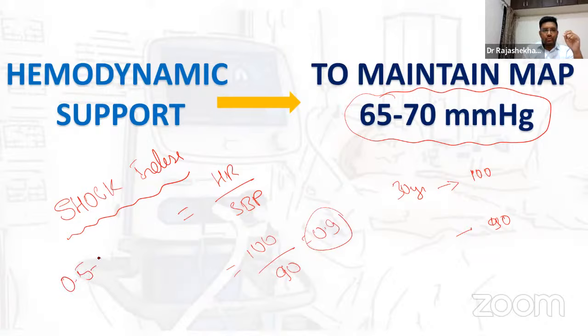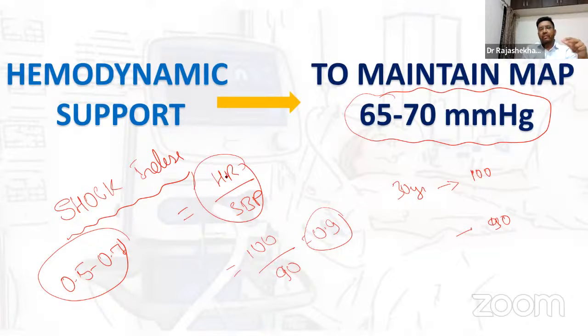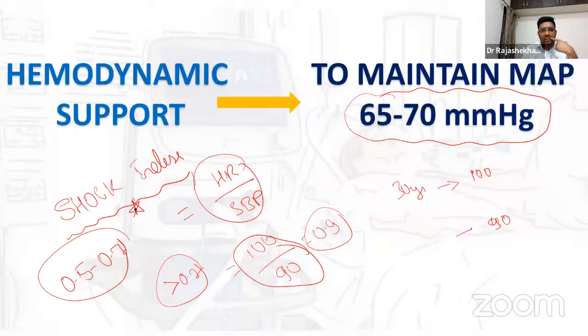So rather than going for the individual heart rate or SBP assessment, you can take the shock index to identify the patient at a much earlier time. So whenever the patient crosses this 0.7 of shock index, you need to be very, very careful before the patient develops the irreversible stage of shock or goes into actual hypotension. So a very, very important thing is the shock index. This can be a question.